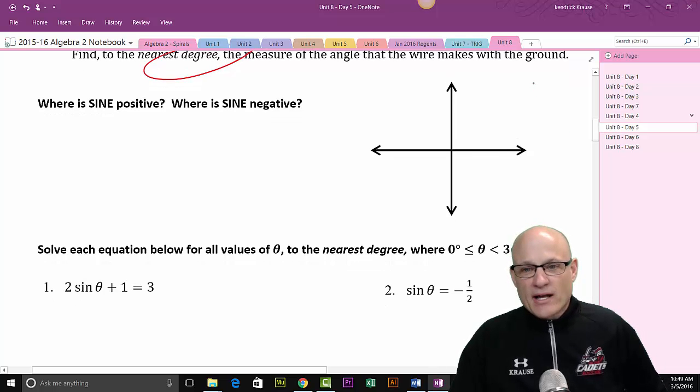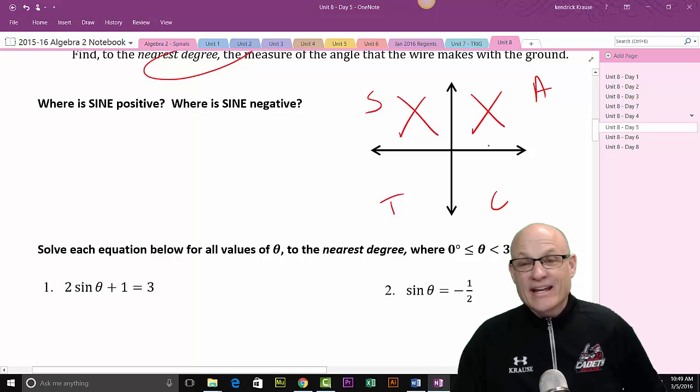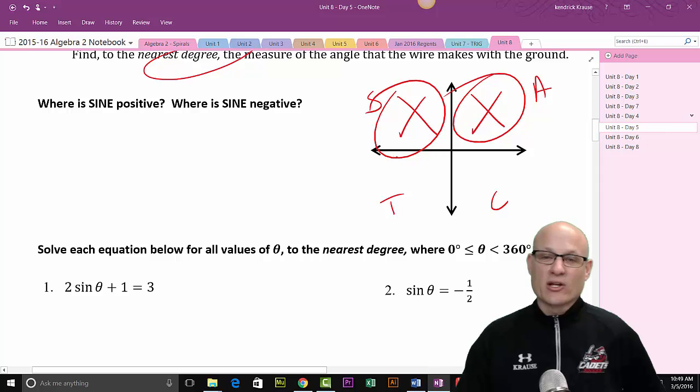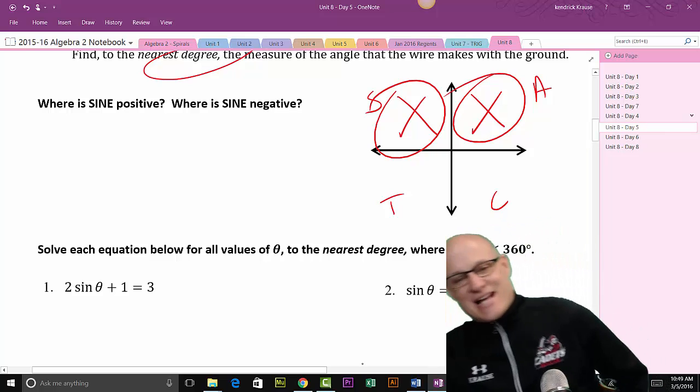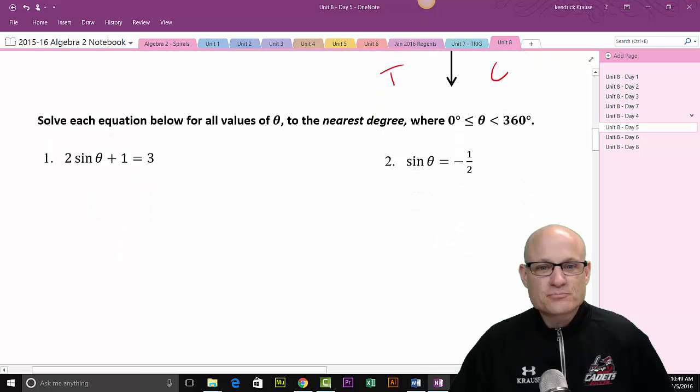Where is sine positive? All Students Take Calculus. Sine is positive here and here. And this is what we're going to be working with a little bit today, talking about where sine is positive. All right, let's get going.